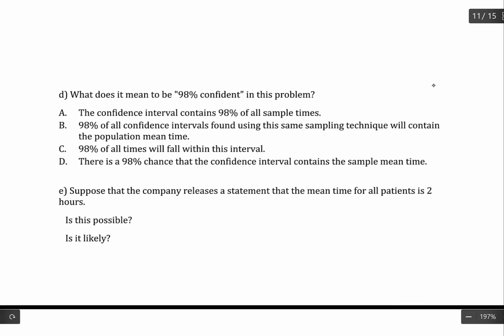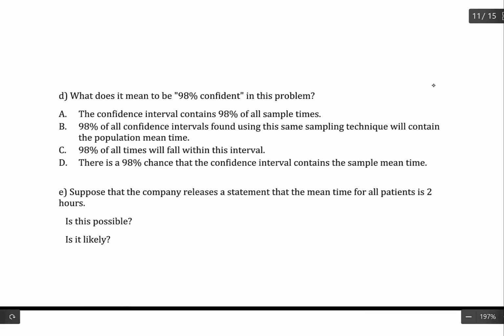All right, a couple of additional problems here. What does it mean to be 98% confident in this problem? The confidence interval contains 98% of all sample times. 98% of all confidence intervals found using this same sampling technique will contain the population mean time. 98% of all times will fall within this interval. And there's a 98% chance that the confidence interval contains the population mean time.